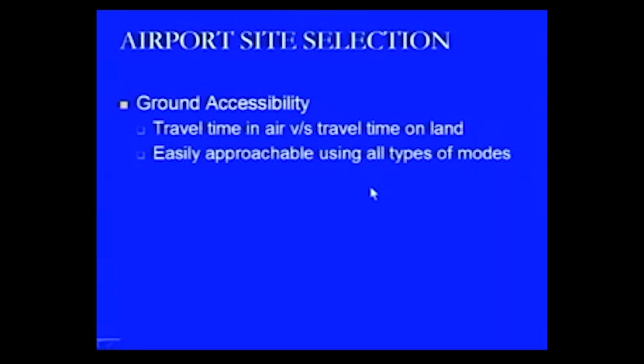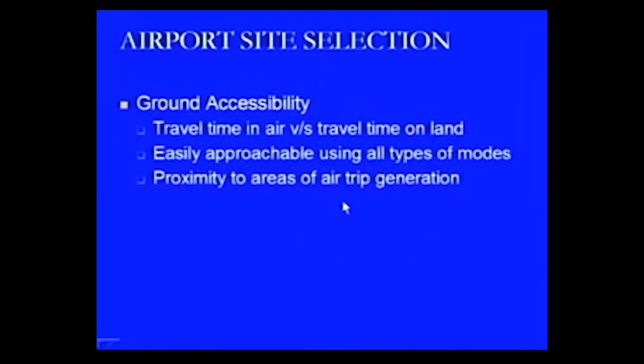And all these locations where the airports are being provided should be easily approachable using different types of modes, so that it is not very specific to one mode, and they should be very near to those areas which are going to create the trips which will be taken up by air transportation. That is another aspect related to ground accessibility.